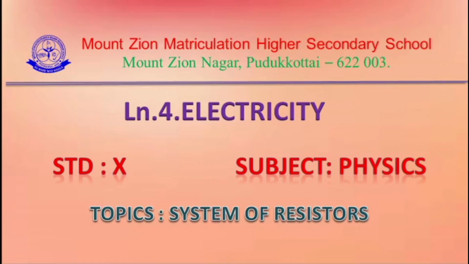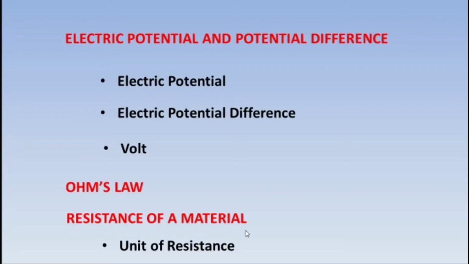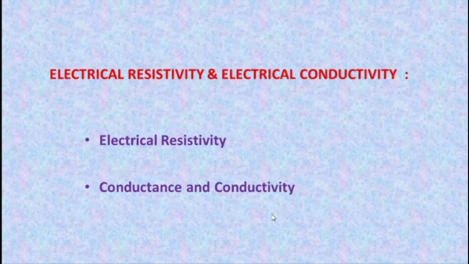Good morning, student. Today we are going to see Unit 4 Electricity. Topic: System of Resistors. In last class, you learned about electric potential difference, Ohm's law, resistance of a material, unit of resistance, electrical resistivity, and electrical conductivity. So, let us recall the previous portions.